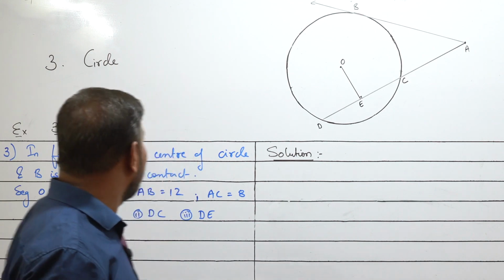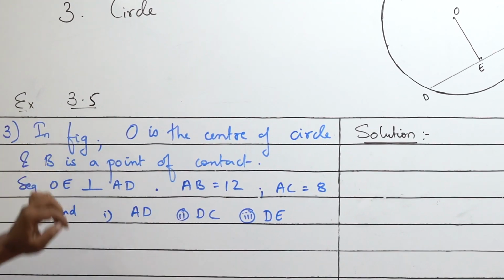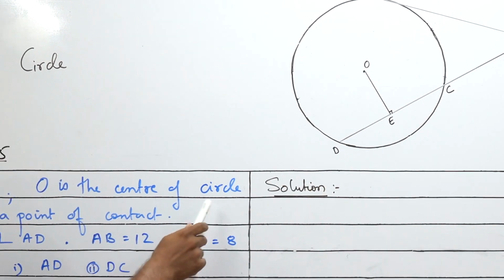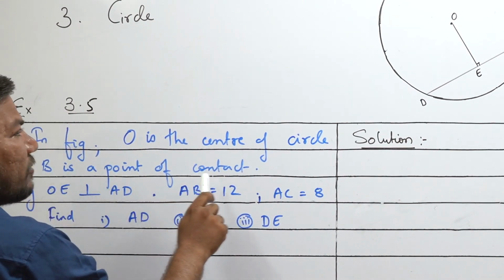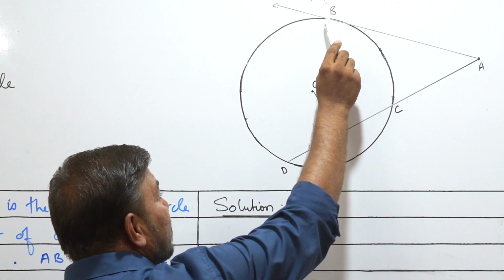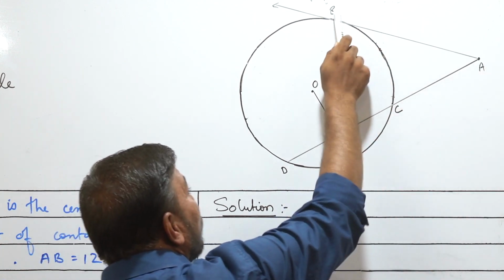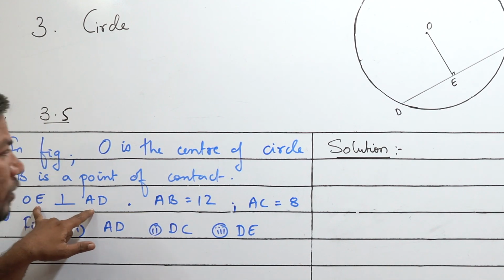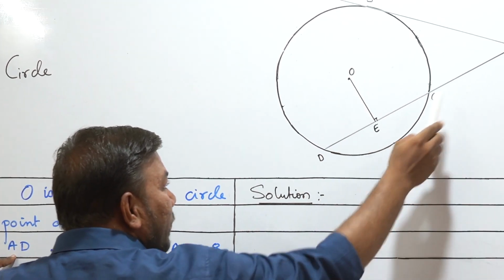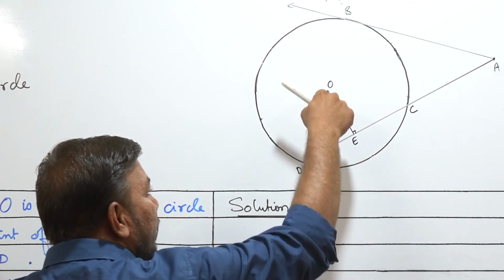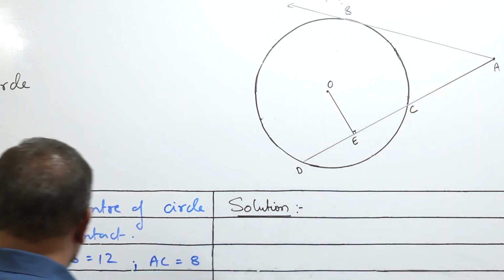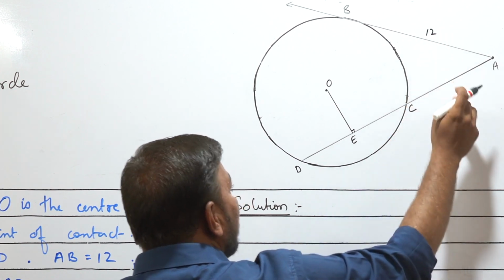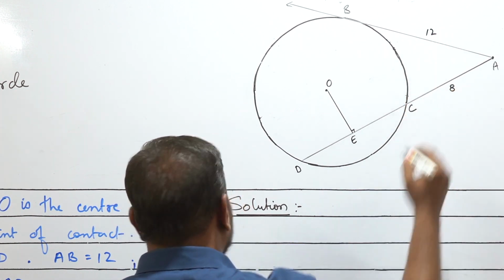Exercise 3.5, the third sum is, in this diagram O is the center of the circle and B is a point of contact, meaning tangent. B is a point of contact, meaning AB is tangent. OE is perpendicular to AD. This OE is perpendicular to AD. AB is 12. Write it here. AB is 12 and AC is 8.